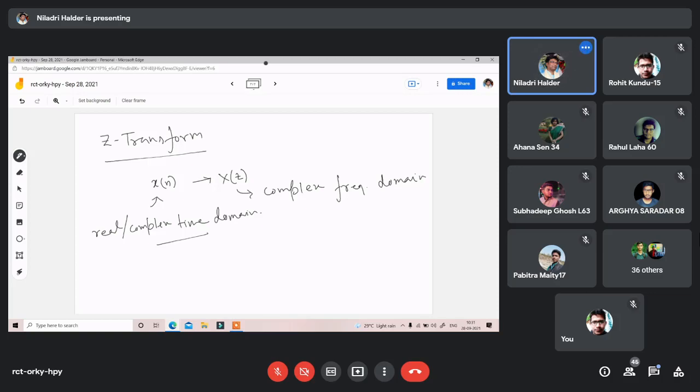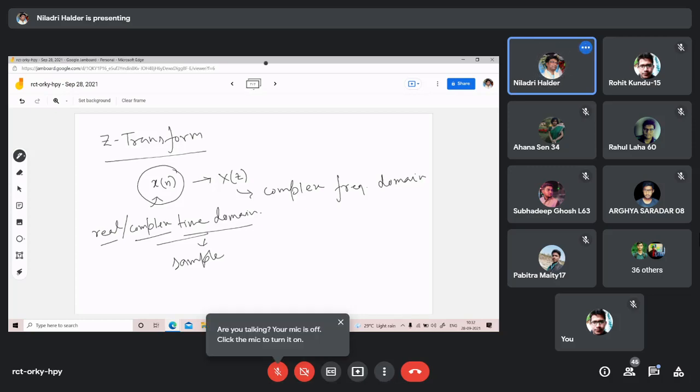DTFT and Z transform are equal under a certain condition that I will tell you. But before that, in the Z transform, you have a sequence x[n]. That sequence may be real or complex in the time domain, or you can say in the sample domain. If you do the Z transform, you will get the value in the frequency domain, and that value will be complex.